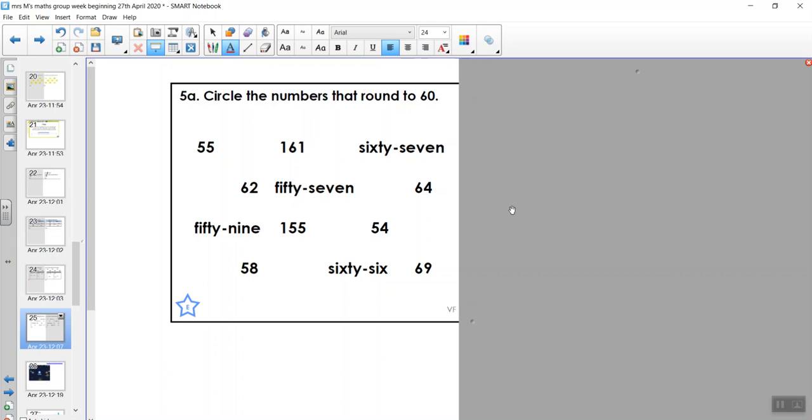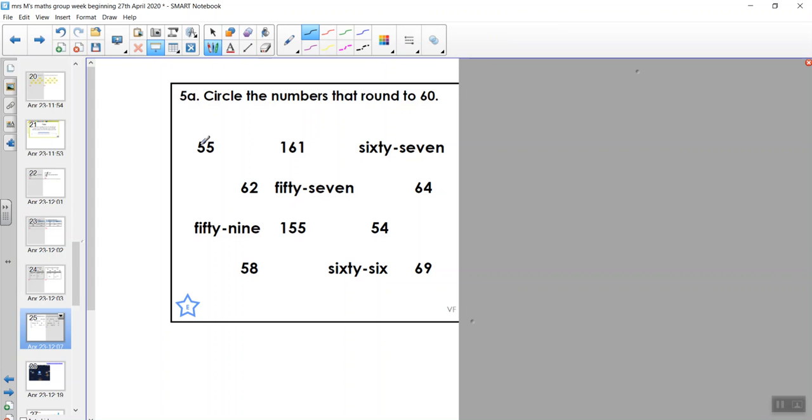Now, our next job is to circle the numbers that round only to 60. Not 160, but 60. Pause the video and have a go. Write down the ones that round to 60.